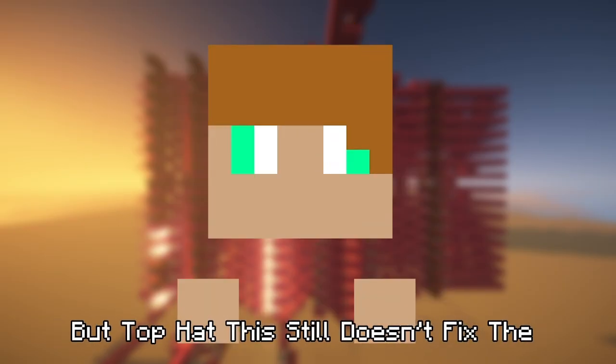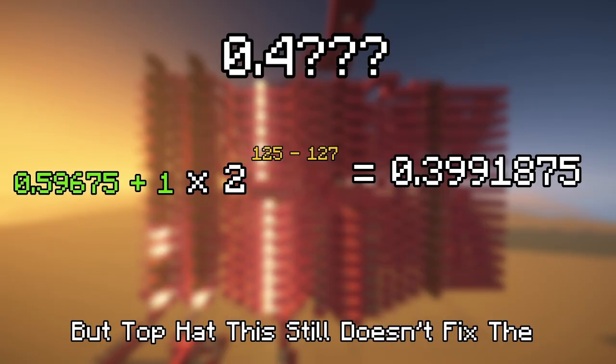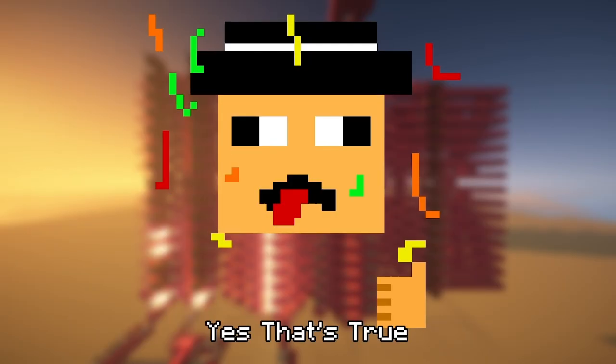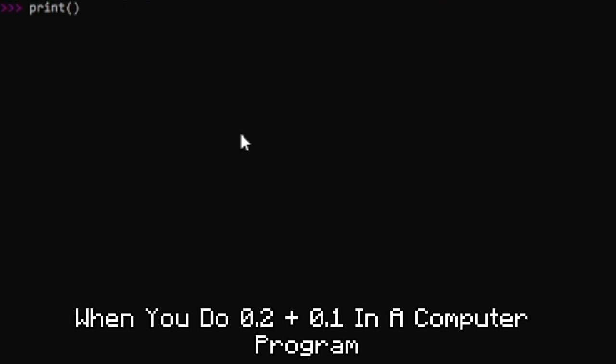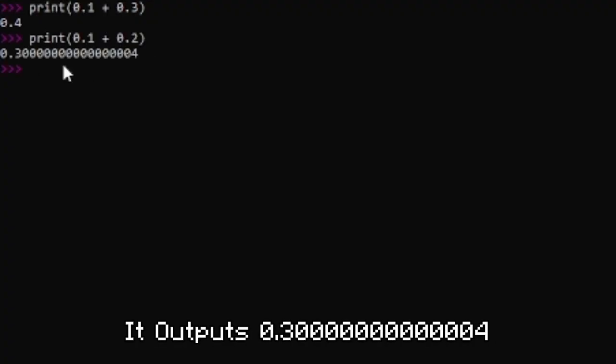But Top Hat, this still doesn't fix the 0.4 problem. Yes, that's true, but modern computers don't care. That's why sometimes when you do 0.2 plus 0.1 in a computer program, it outputs 0.30000000000000004 because it doesn't have enough bits to make it perfectly precise.